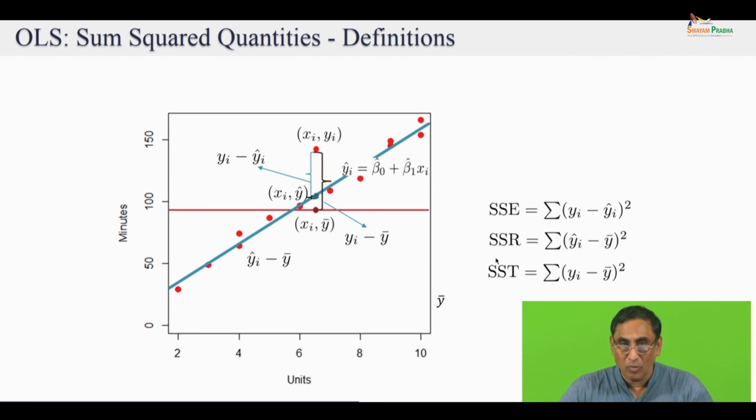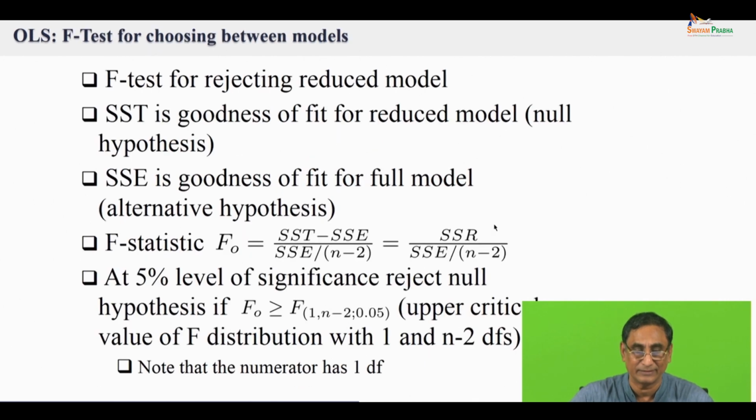Now, one can interpret SS total as the goodness of fit if we assume a constant model. We can interpret SSE as the goodness of fit of the linear model, and therefore, we can now use this to perform a test. Intuitively, we can say that if the reduction by including the slope parameter, that is SST minus SSE, is significant, then we conclude it is worthwhile including this extra parameter, otherwise not. This can be converted into a formal hypothesis test, and that is what is called the F test.